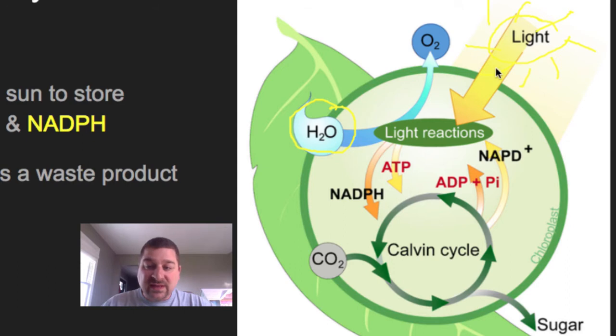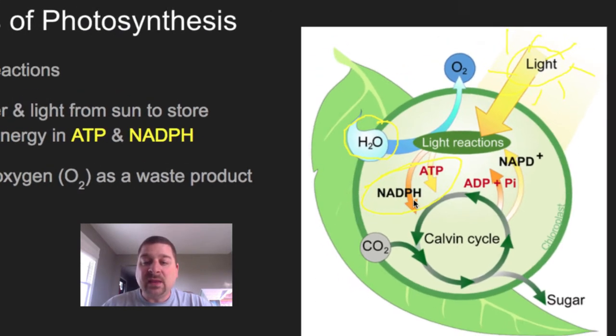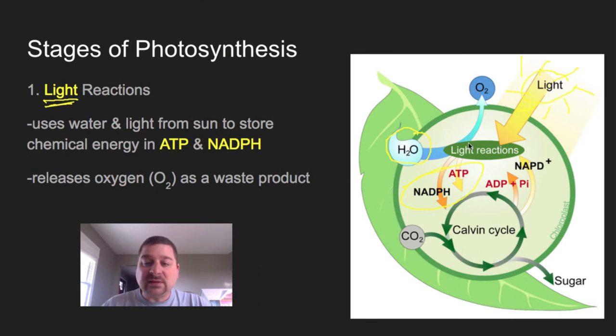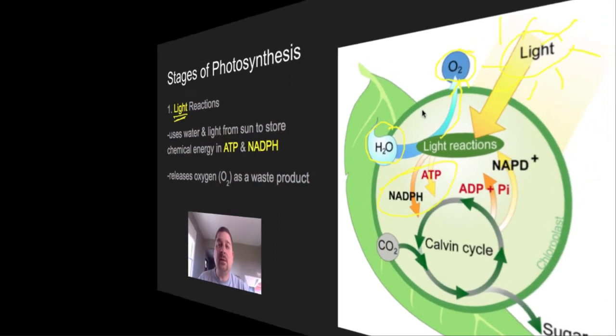They're going to take that light from the sun and put it into two molecules over here called ATP, which we discussed in the previous video, and also an electron carrier called NADPH. And you can see released from this reaction is a molecule of O2, or oxygen gas, which will be released back into the air.